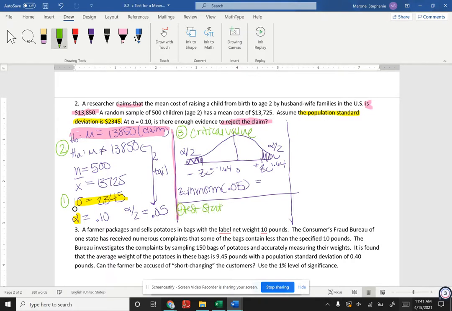On your test, it's going to say critical value, test statistic. If you get them wrong, especially because you have your notes in front of you, you're going to get a lot of points off. You have to know the words of it and also how to find them. So we use our formula, and it's 13,725 minus 13,850, and we do get that, which is negative 1.19.